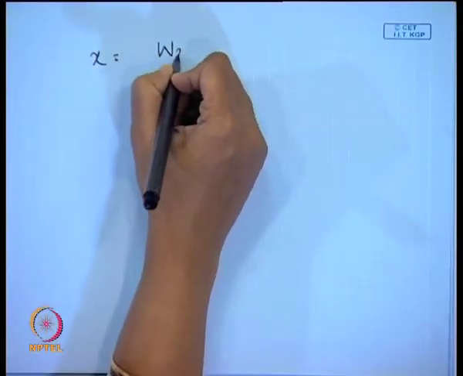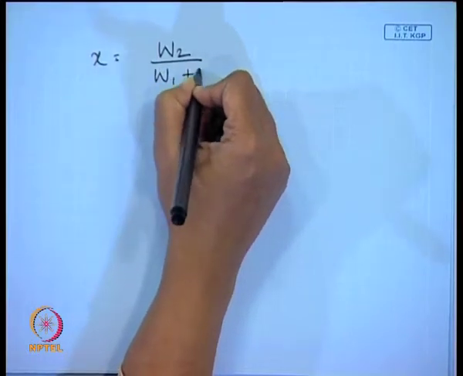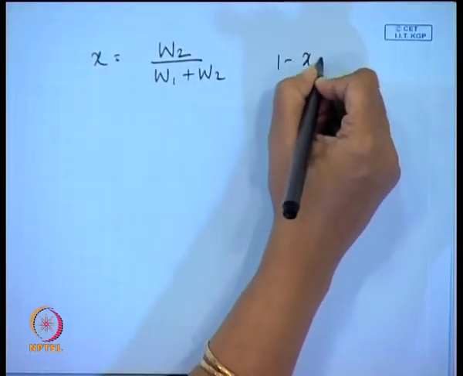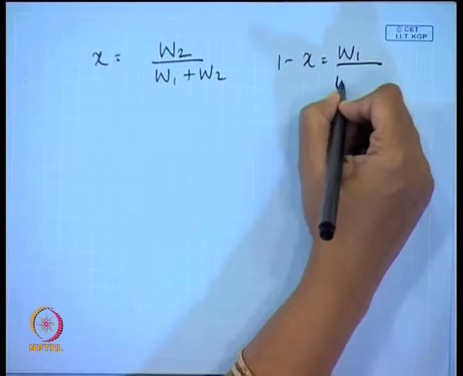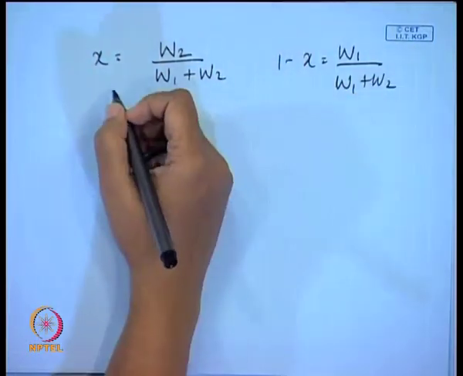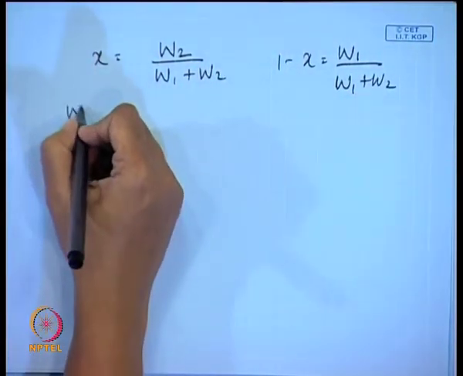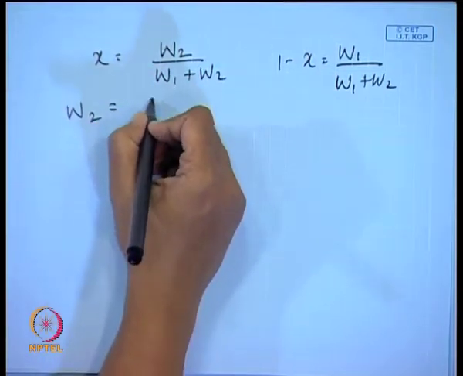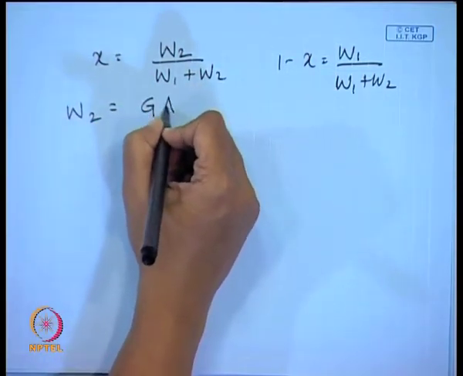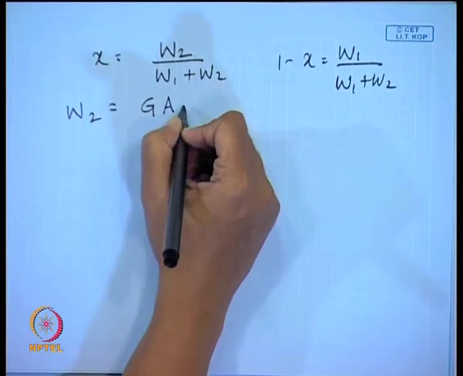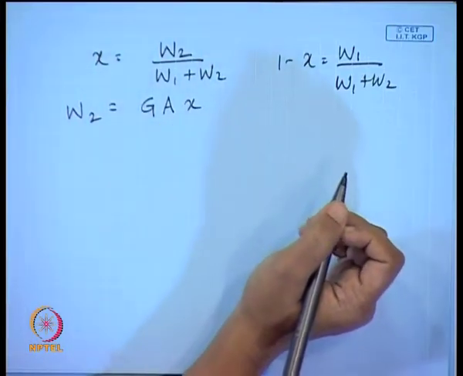For example, as I have already mentioned, x equals W2 by W1 plus W2, and 1 minus x equals W1 by W1 plus W2. Therefore, I can write W2, it is nothing but equal to G into A, which is nothing but W into x, isn't it?